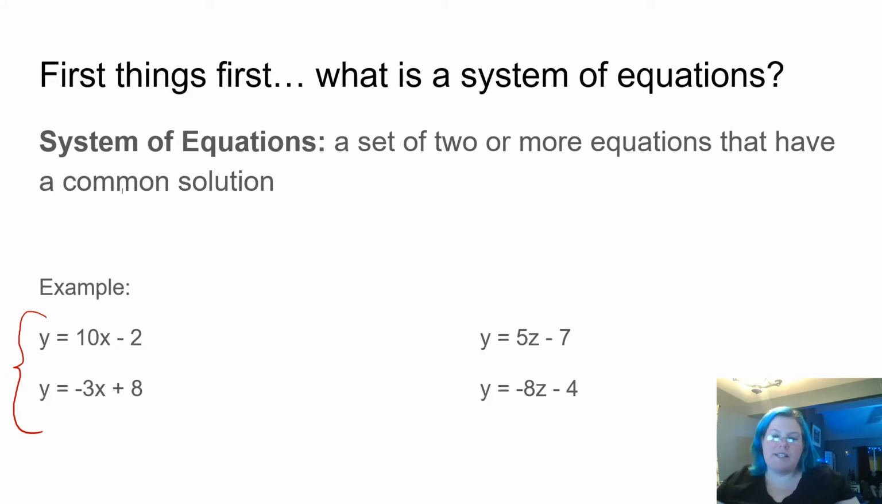So here's another example. y equals 5z minus 7 and y equals negative 8z minus 4. So here the 5z minus 7 and the negative 8z minus 4 are equivalent. They have the same value.